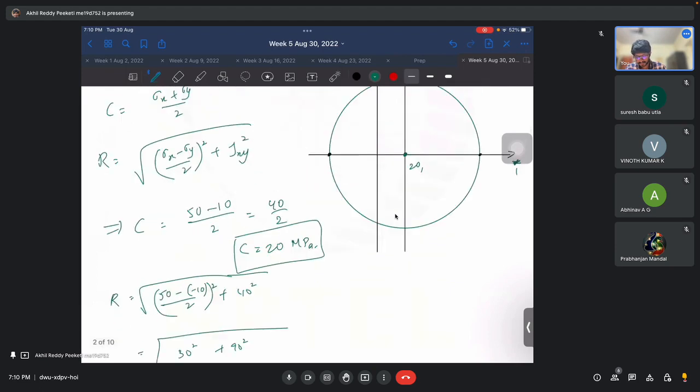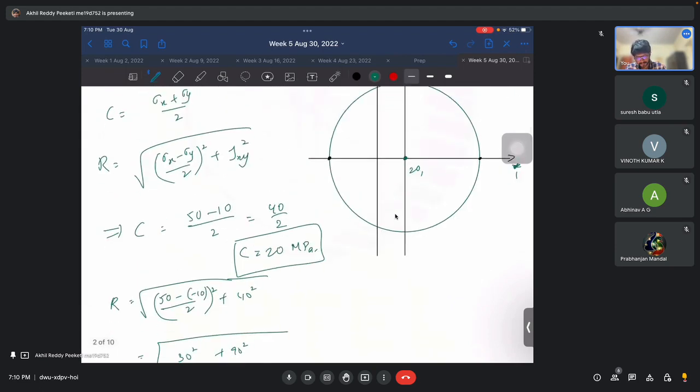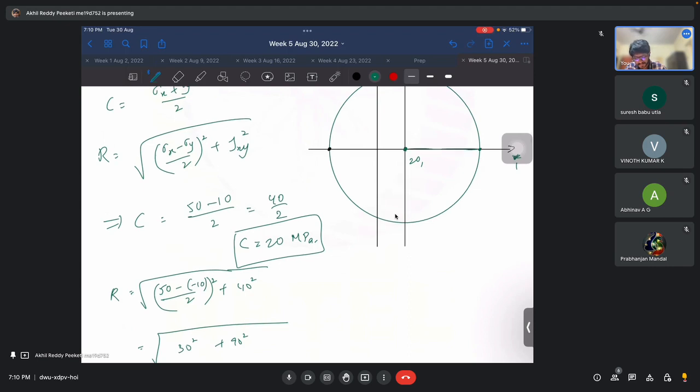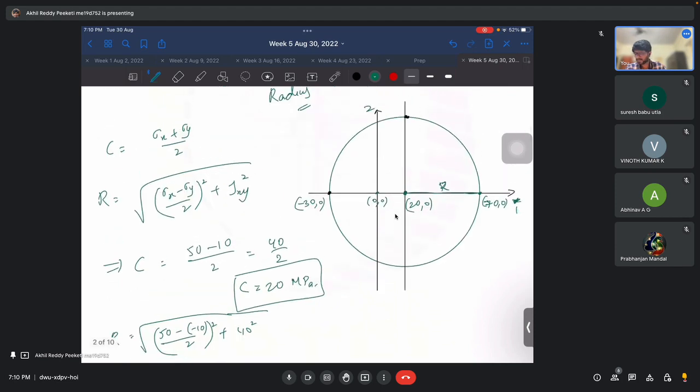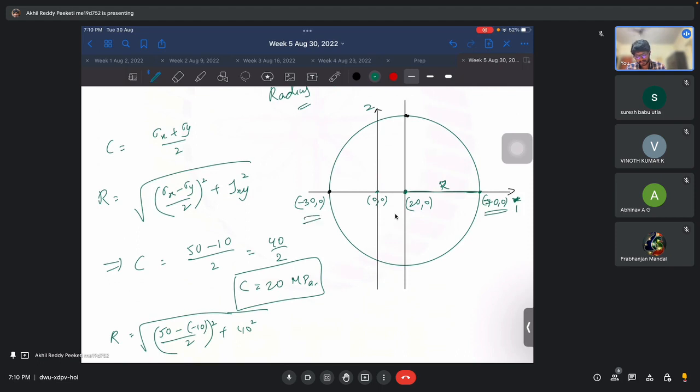Okay. So now we know the center and we know the radius. So this is the center and this is the radius. This point would be center plus radius, so it would be 70, 0, and this point would be center minus radius, so minus 30 comma 0, if you take this as the 0, 0. And then what would be this point? This is the corresponding tau max. So it would be same as the radius, right? So it would be 0 comma 50.